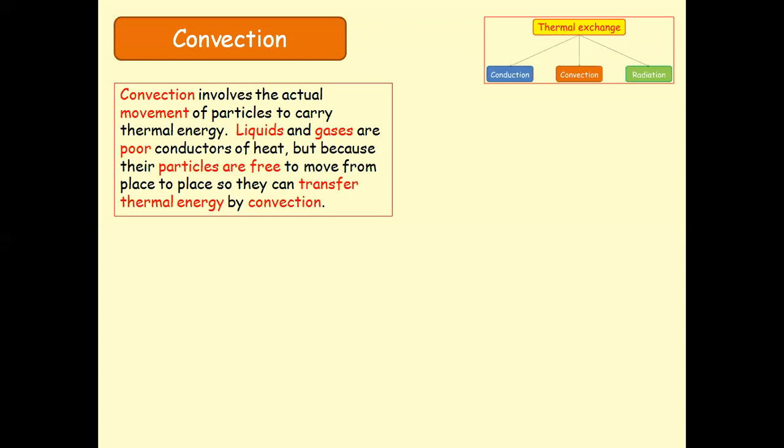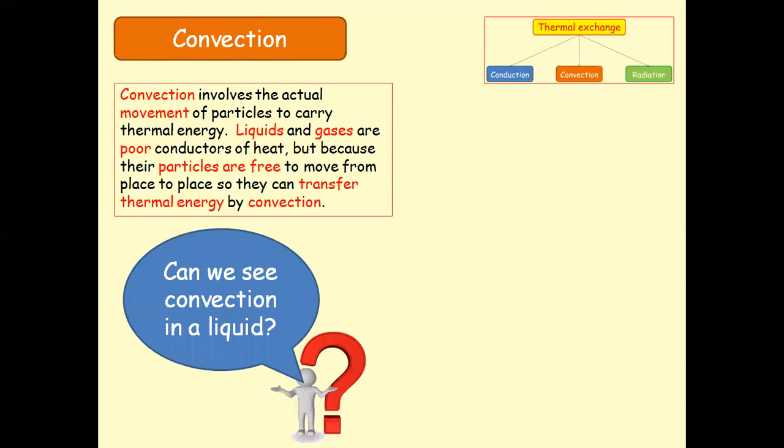Now, convection, the second one. In convection, we have actual movement of particles to carry thermal energy. Now, liquids and gases are poor conductors of heat, but because their particles are free to move from place to place, they can transfer thermal energy by convection.